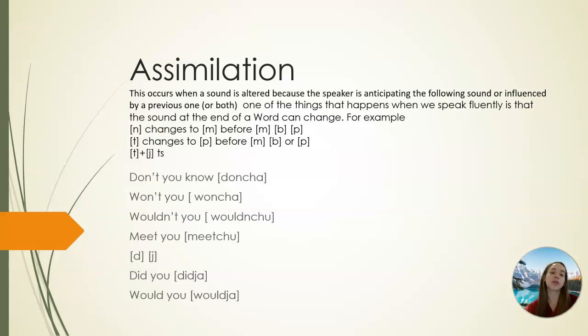Okay? So the first example that we have is don't you? Don't you know? So we say don't you, don't you, won't you, won't you, wouldn't you, met you, met you, did you, did you, would you, would you.